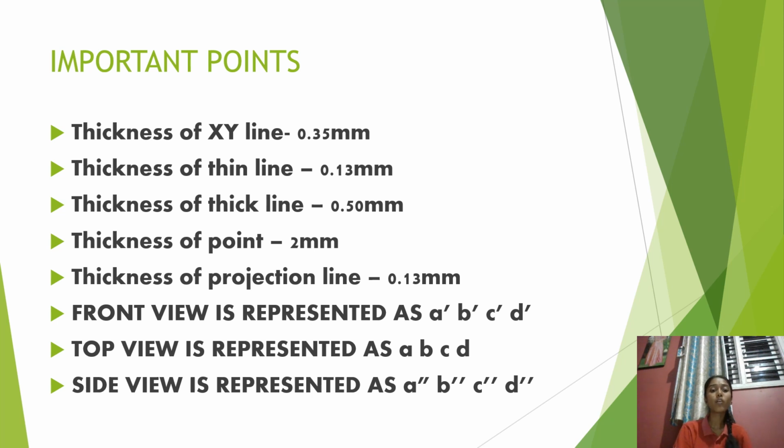The front view, top view and side views are represented in the engineering drawing when we are drawing either manually or on the system. The front view should be represented as A dash, B dash, C dash, D dash and so on. The top view is represented as A, B, C, D and so on. The side view is represented as A double dash, B double dash, C double dash, D double dash, and so on.